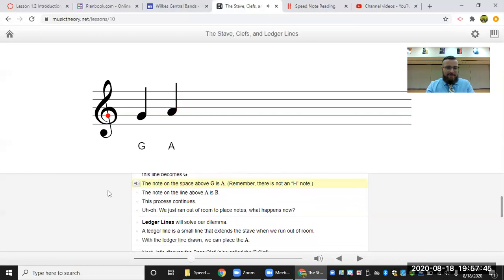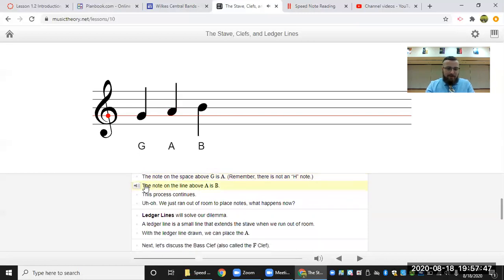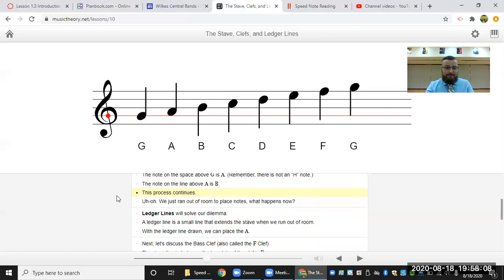Okay, the note on the line above that is called B. Congratulations. This process continues, all right? So it's just alphabetical. So in short summary, this is the G clef, also known as the treble clef. It tells you where G is, so that's G on the staff, and then you can use your acronym there. We'll learn that in just a minute.